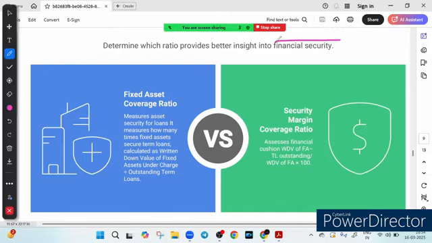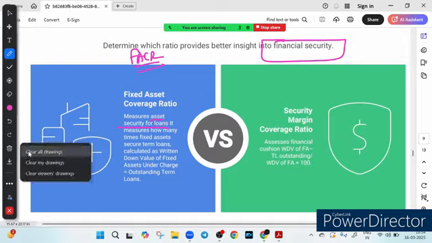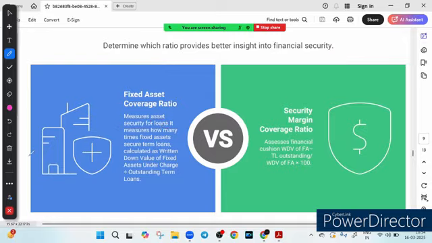The first is called fixed asset coverage ratio, FACR. It measures asset security for loan. Right? So it tells us how many times fixed asset can cover outstanding term loan, right? The formula is quite simple. You just find the WDV, written down value of fixed asset, right, under charge.